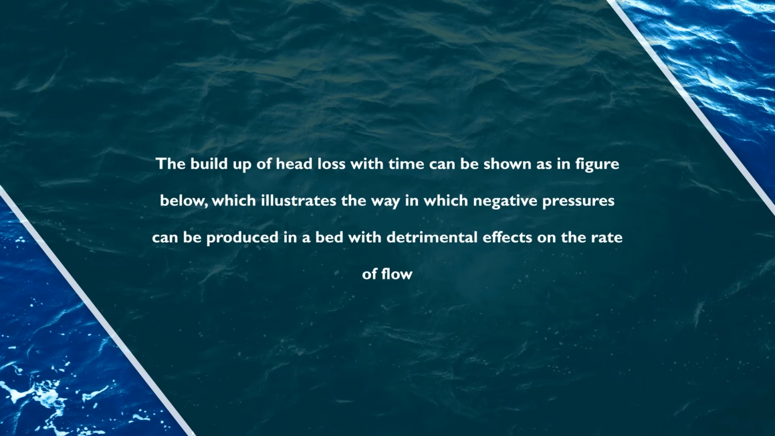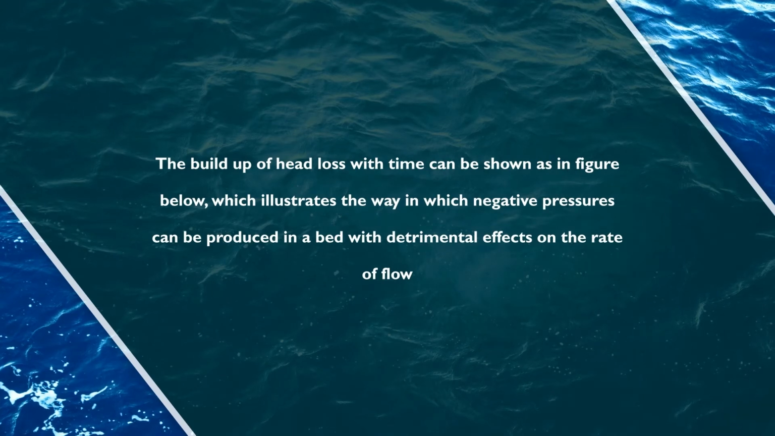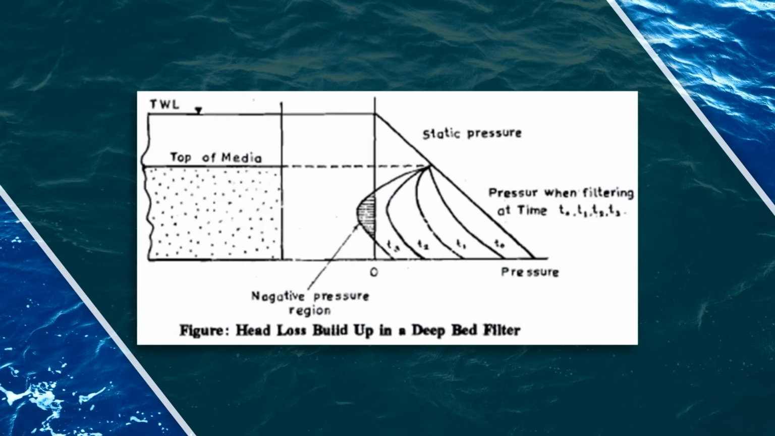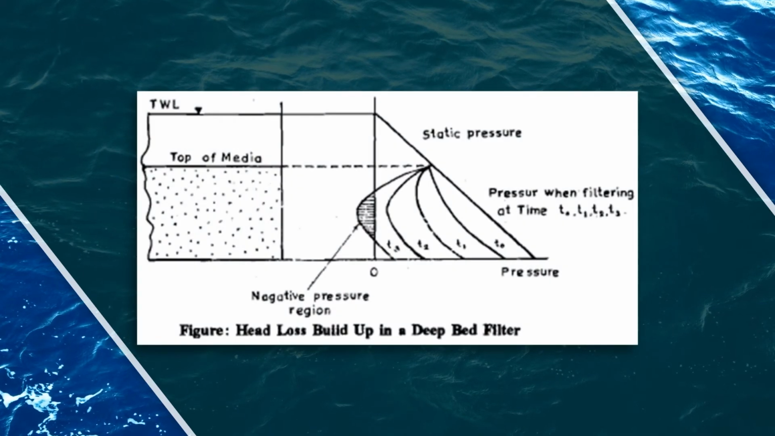The buildup of head loss with time can be shown as in the figure below, which illustrates the way in which negative pressure can be produced in a bed with detrimental effects on the rate of flow. This is the head loss buildup in a deep bed filter.